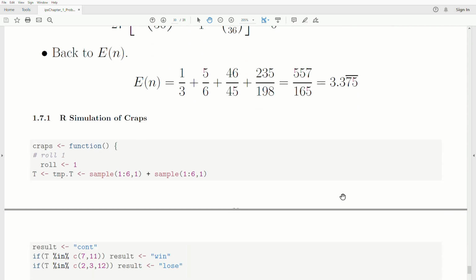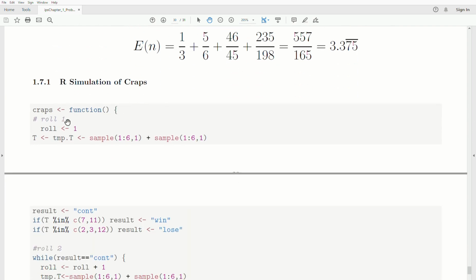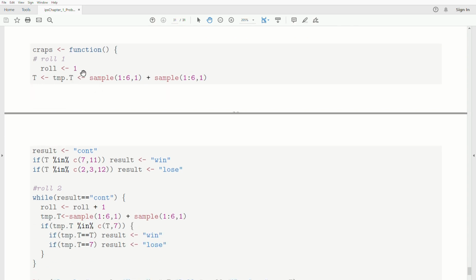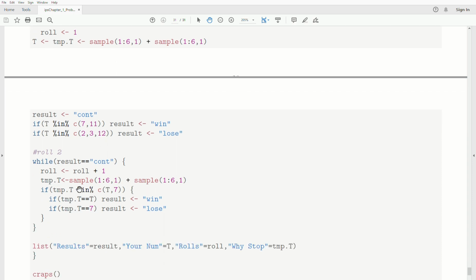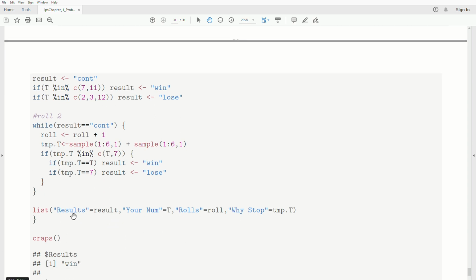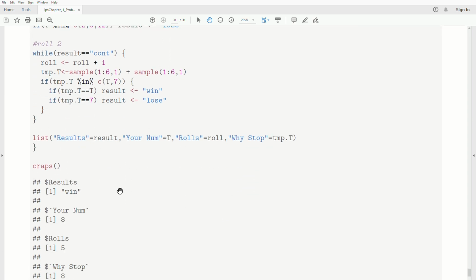That's it. Now, for a quick simulation in R, we create this function called craps. In roll 1, we sample 2 observations. We check to see if we win or not. If not, we go to roll 2 and we just keep rolling until we see our point or a 7. And then we list out the results. And so let's play it.